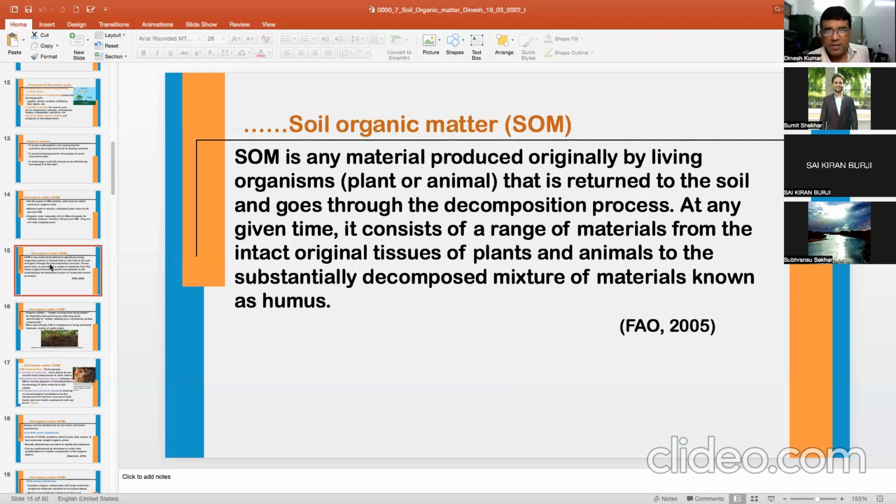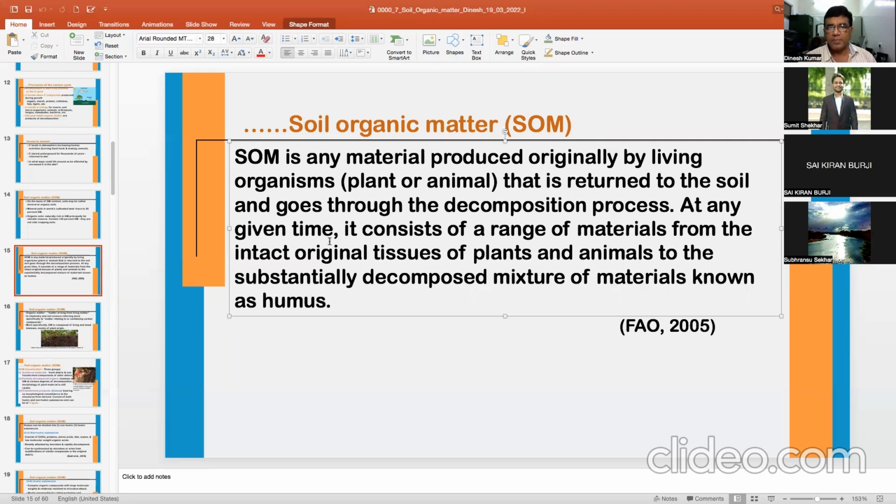Now, what is soil organic matter? Soil organic matter is any material produced originally by living organisms. The origin of organic matter is always from living organisms, whether it is plant, animal, bacteria, whatsoever. So its origin is always from living things, plant or animal, that is returned to the soil and goes through the decomposition process.